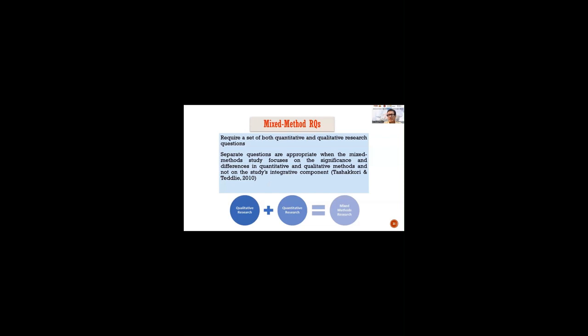Sometimes a mixed method of research questions may be there. You require a set of both qualitative and quantitative research questions. For example, separate questions are appropriate when a mixed method study focuses on significance and difference in qualitative and quantitative methods, not on the study's integrative component. For example, when you are adding qualitative research with the quantitative, you are getting mixed method research.